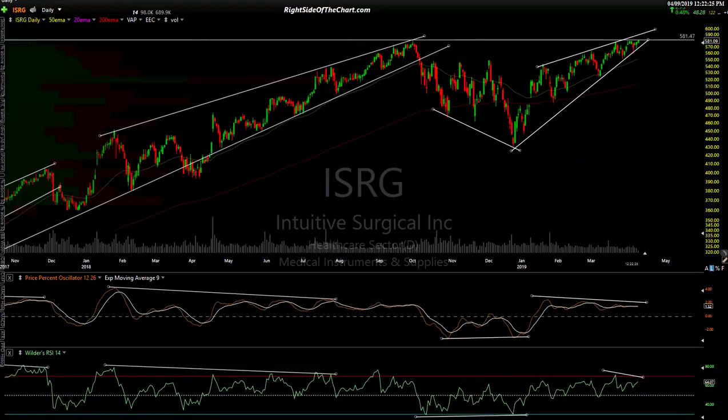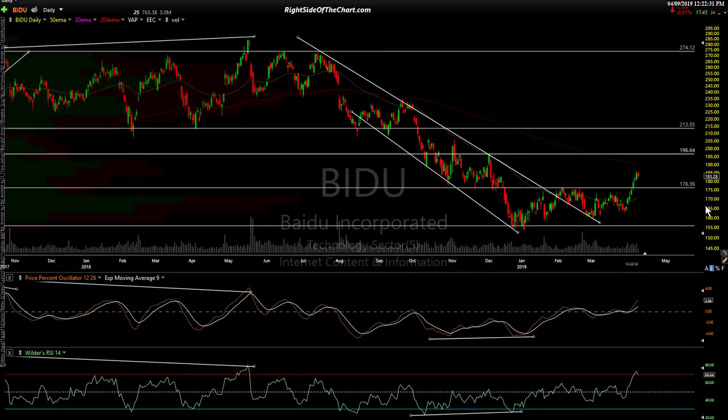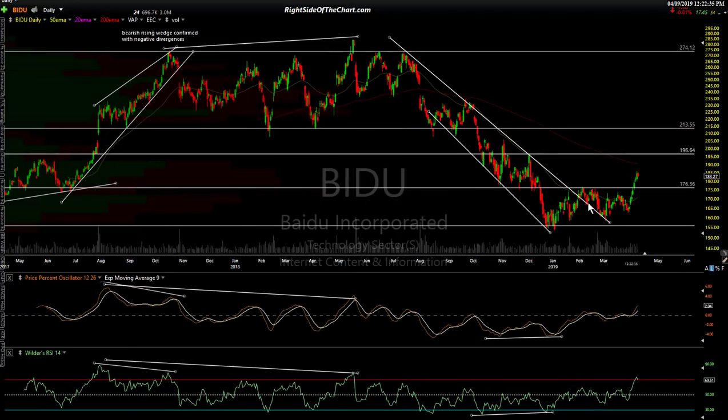Celgene, I'm not going to go there. ISRG, wedge type pattern at resistance, potential double top. Baidu looks probably as good as any right now. We had a divergent high there. Downtrend line, divergent low right here, and we've recently broken out of this basing pattern here.